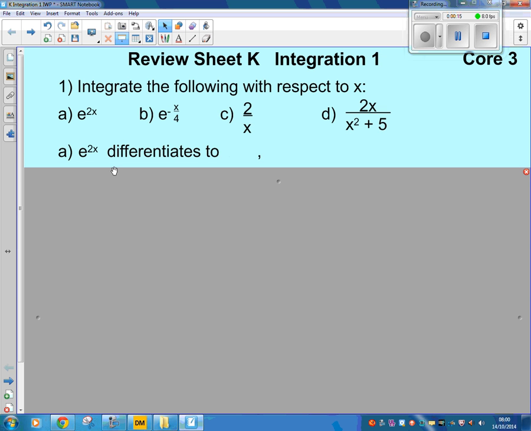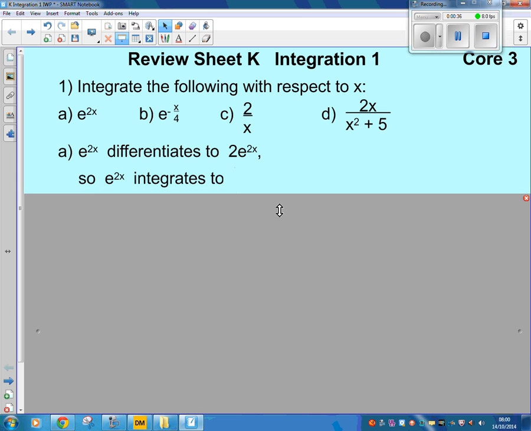e to the 2x. What we will do is, instead of integrating, we'll start by differentiating it and then compare the answers. If you differentiate e to the 2x, then you'll differentiate the 2x to get 2, and the e part stays the same, so you get 2e to the 2x. Now that means that when you differentiate it, it doubles. Integrating is doing the opposite, and so the opposite of doubling is halving, so you only get a half e to the 2x plus c.